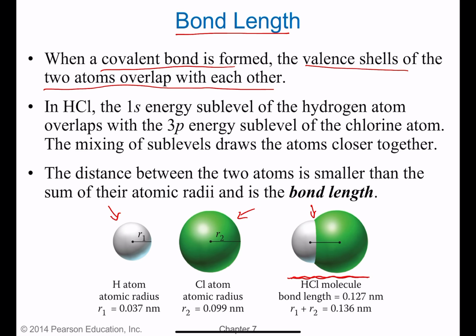Now, again, this is the 1s of a hydrogen, and the 3p of a chlorine. So why is it 3p? Take a look at where chlorine is located on the periodic table, and that'll answer that question for you. And then bond length is essentially the internuclear distance. So the distance between the two atoms, or specifically between the two nuclei. That distance is called your bond length, and that has implications in terms of how strong that bond is.